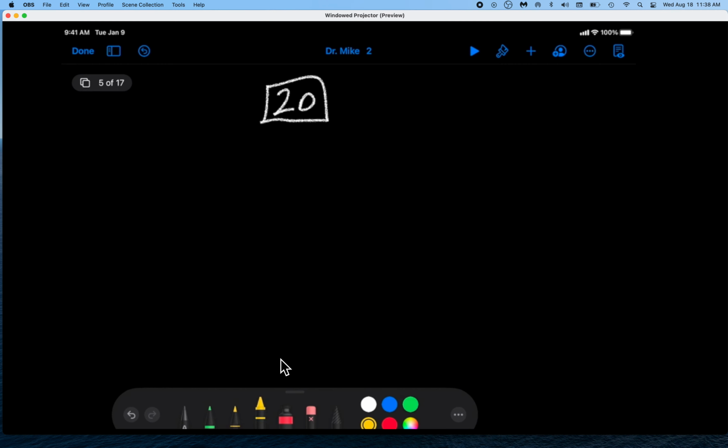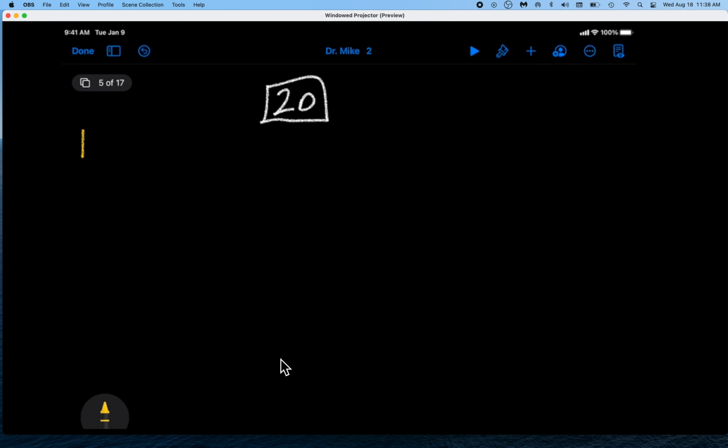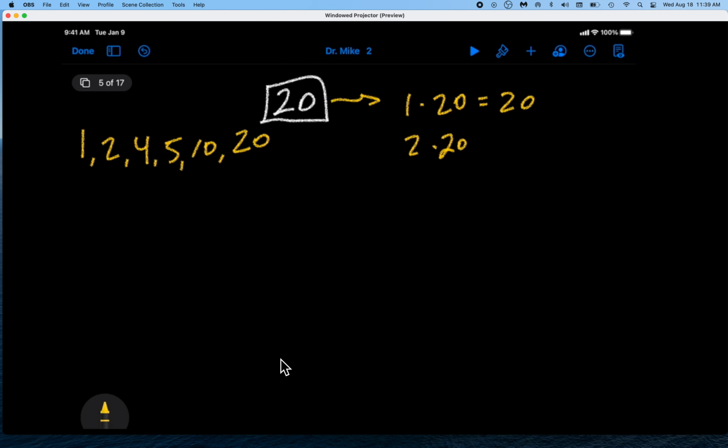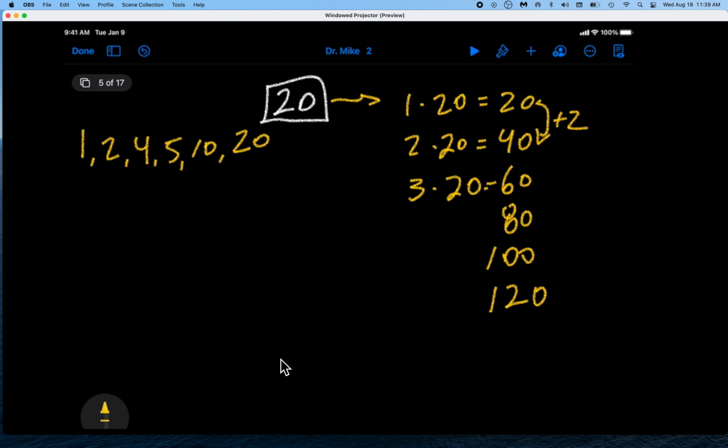Okay, I assume you gave it a go. 1 times 20. 2 times 10. 4 times 5 are the factors. The multiples. We're going to get bigger, folks. 20, 40, 60. Now we're going to count by 20. 80, 100, 120. Each time we're adding the number in the box.